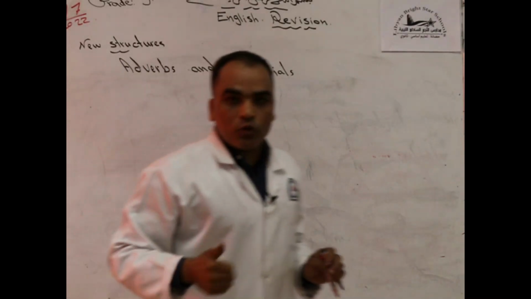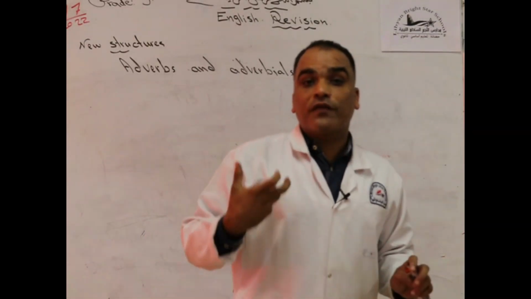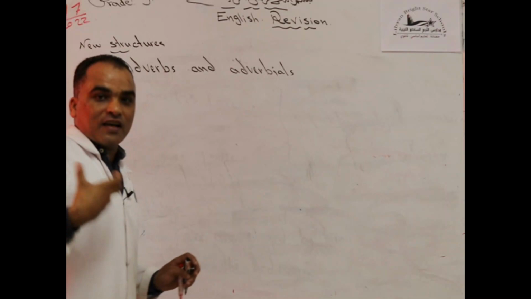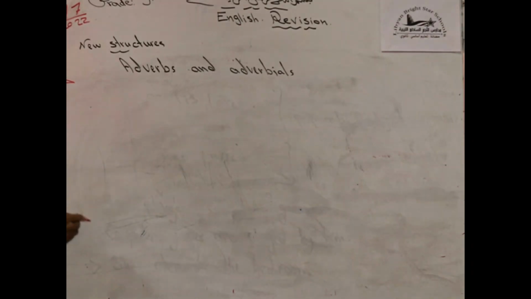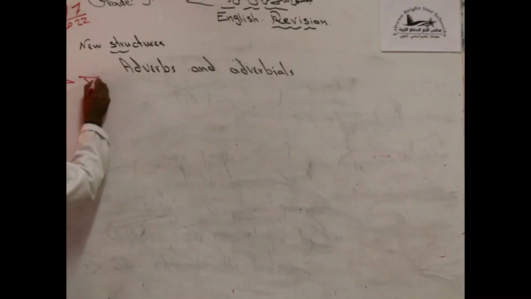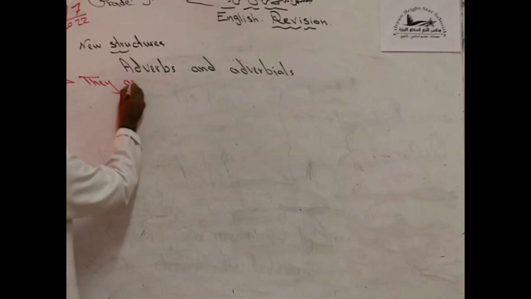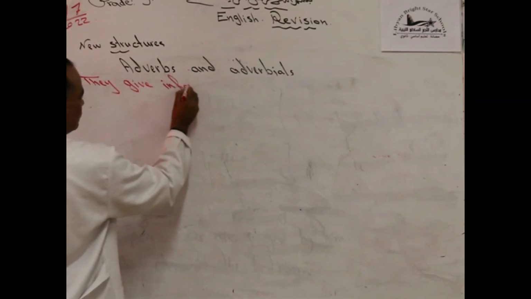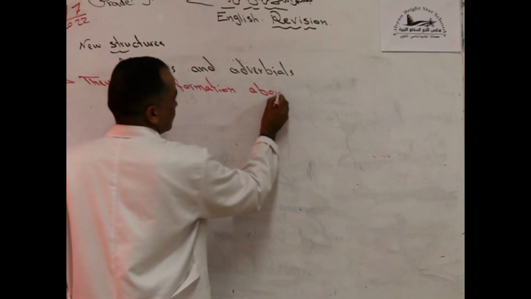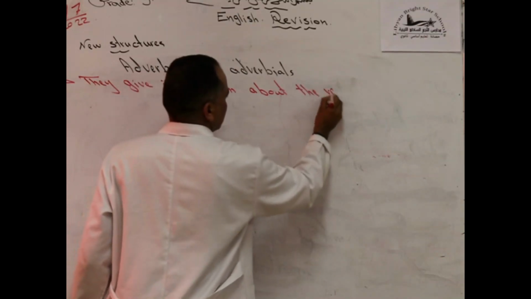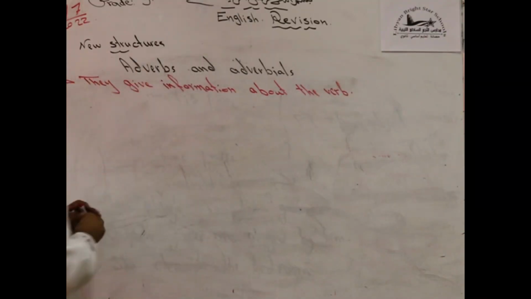An adverb is a word which we use to clarify a verb, to modify a verb. بستخدمها عشان أصف بيها الفعل، الظرف أو الحال. Adverbs and adverbials give information about the verb. يعني بيصفوا الفعل.